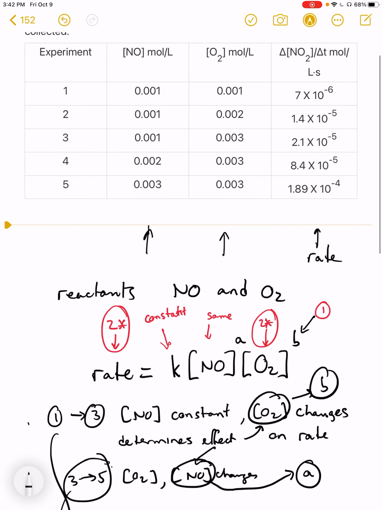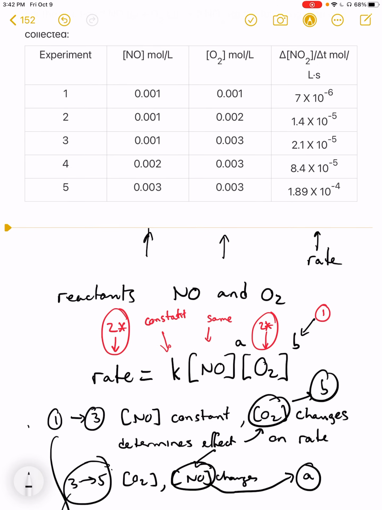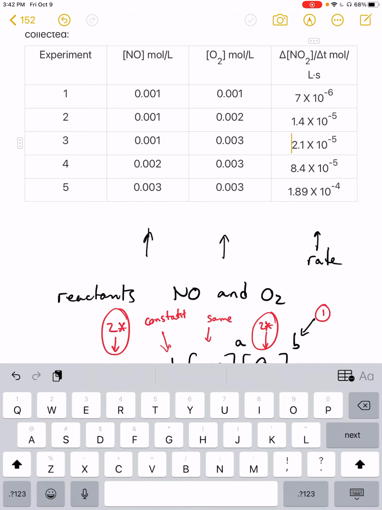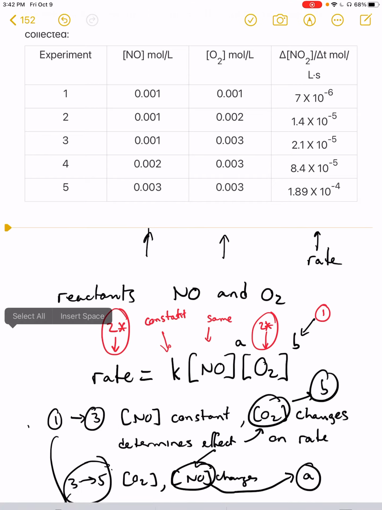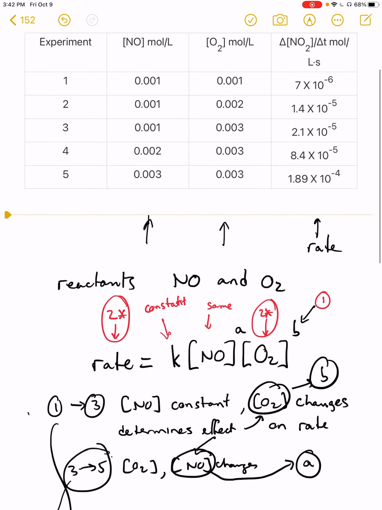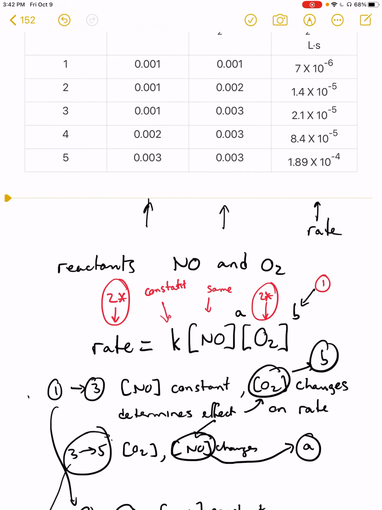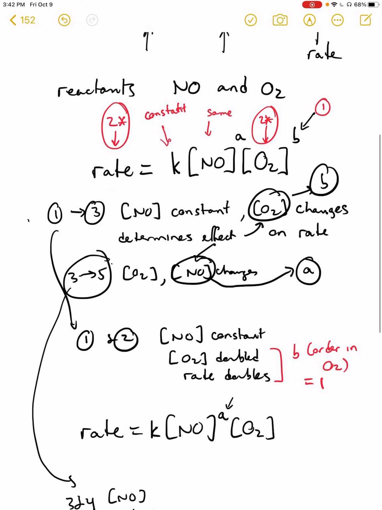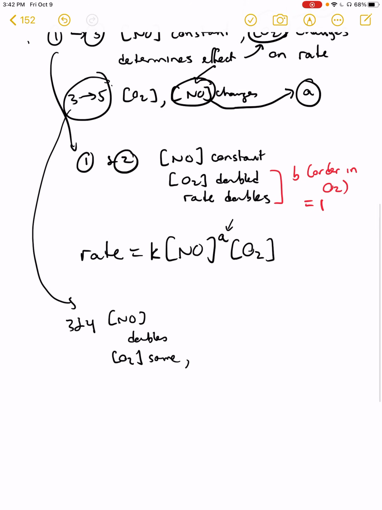And what happens to my rate? My rate goes from 2.1 to 8.4 times 10 to the negative 5th. 2.1 to 8.4. That's an increase of 4 times. So my rate gets 4 times larger. When I double my NO, my rate is going to get 4 times larger.